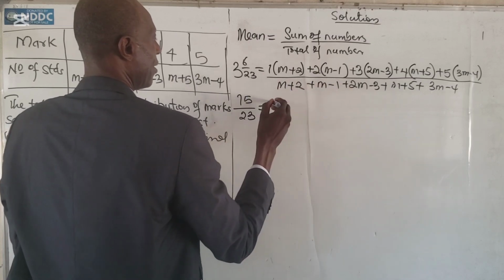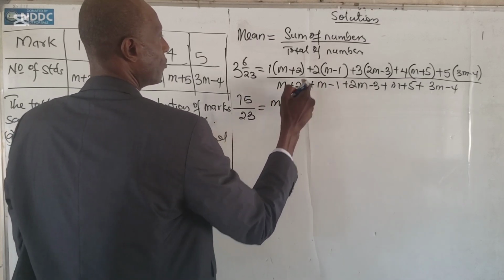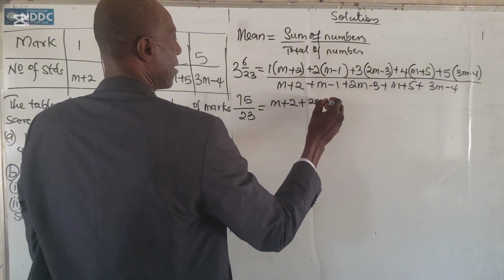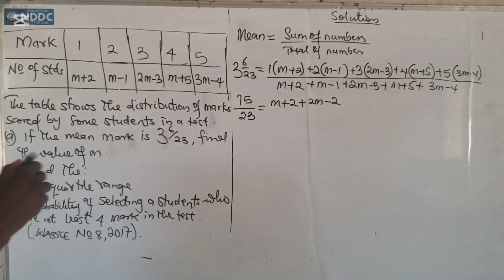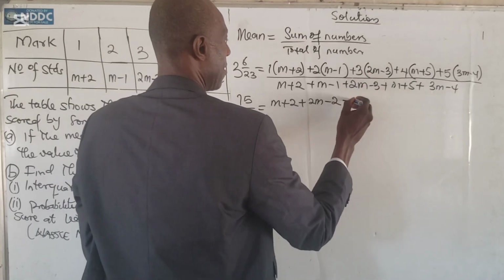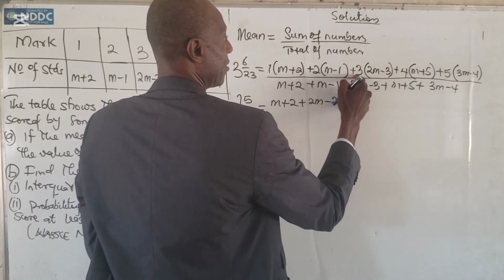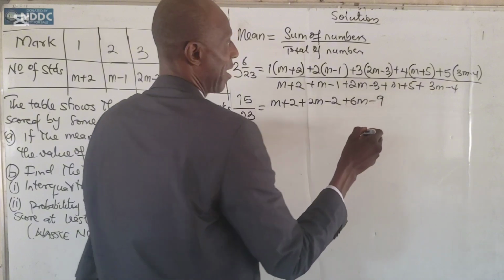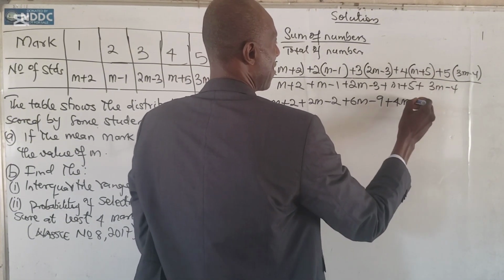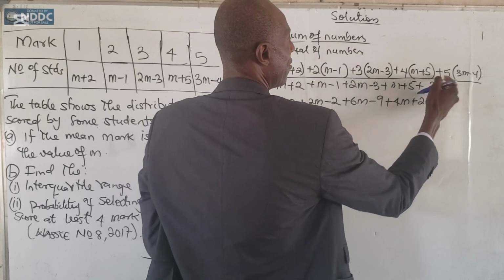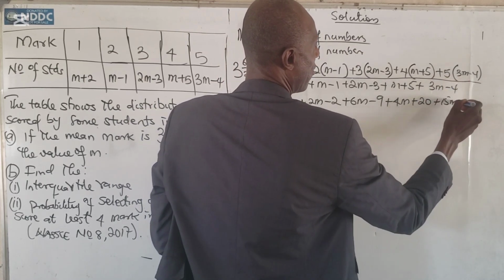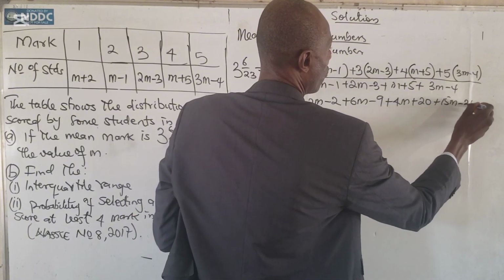So you multiply here. Yes, m plus 2: 2 times m is 2m, 2 times minus 1 is minus 2. 3 times 2m is 6m, 3 times minus 3 gives us minus 9. 4 times m is 4m, 4 times 5 is 20. 5 times 3m is 15m, 5 times minus 4 is minus 20.